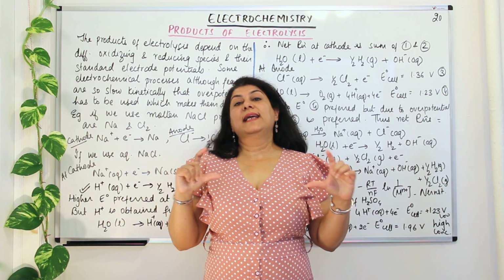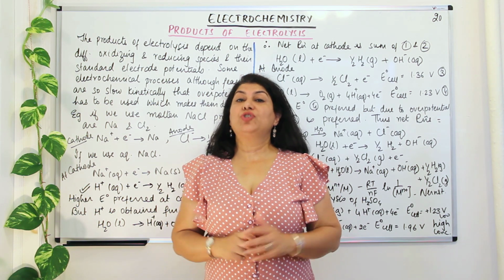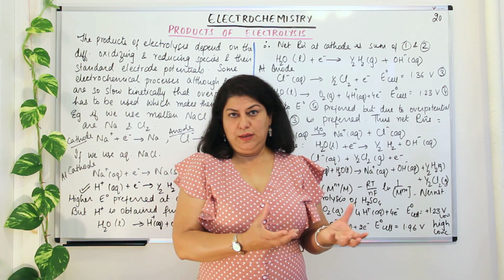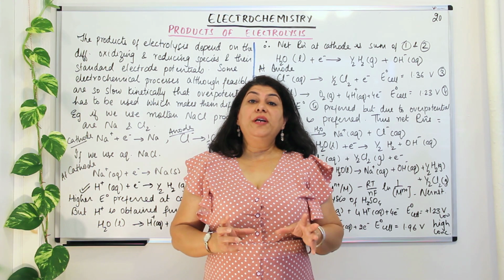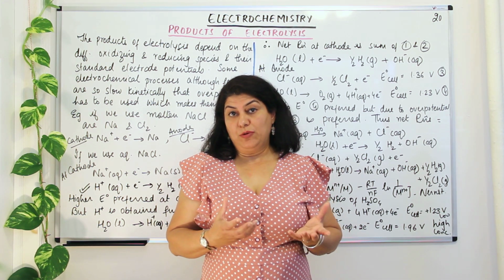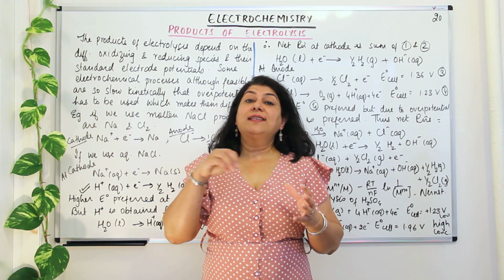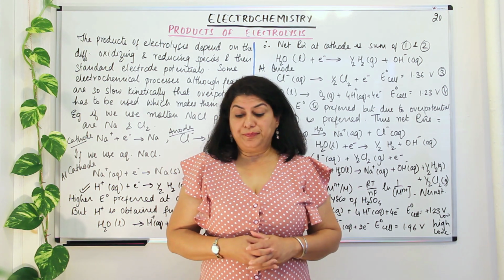An electrolytic cell consists of a tank, and in the tank you have an electrolytic solution. The electrolytic solution can be the molten compound, for example molten sodium chloride, or it could be a solution of that particular compound. Either it is in the molten state or it is dissolved, it acts as a solute and it is dissolved in a solvent, for example water.